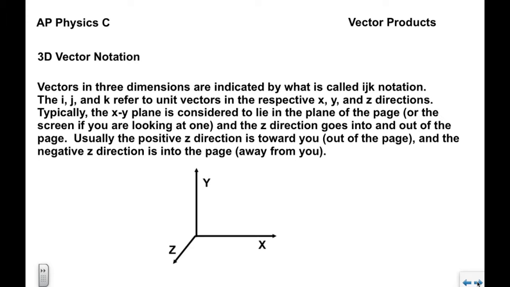usually the vectors are indicated in what's called IJK notation. We'll get into what I, J, and K refer to. They are unit vectors in the X, Y, and Z directions. Typically the XY plane is considered to lie in the plane of the page or the screen, and the Z direction goes out of and into the page. Typically the positive Z direction is towards you or out of the page, and the negative Z direction is into the page, although X, Y, and Z directions can be indicated in any conceivable direction, as you'll see.